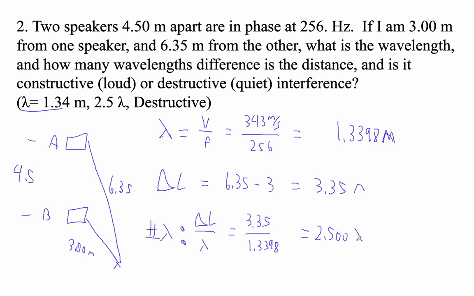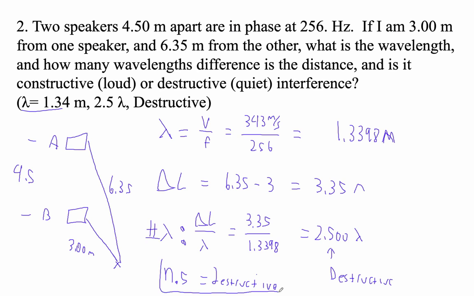2.500 wavelengths, right? So anything that's got a 0.5 there, that's destructive interference. And 0.5, you're getting a crest meeting a trough. Okay, so that's destructive.